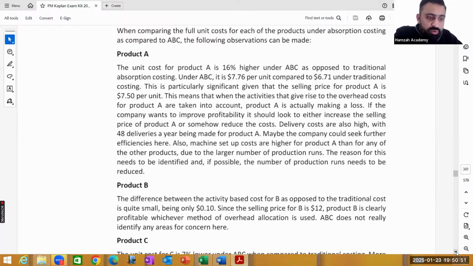If we talk about product B, the difference between the ABC cost for product B as opposed to the traditional cost is quite small. You can see there is not much difference between ABC and absorption costing in product B. So it is not a point of concern. We are still profitable in product B, using either method.